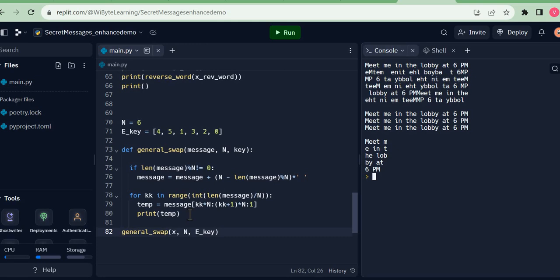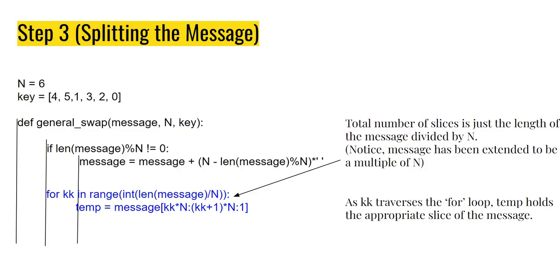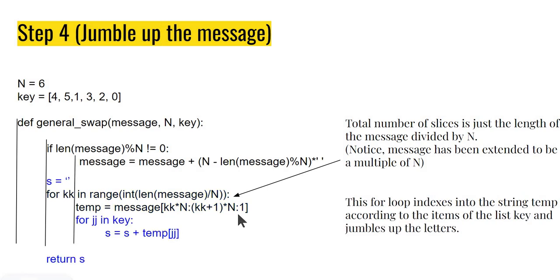Now I just need to jumble this, and how I will do this is also quite interesting. Remember, the jumbling is contained inside this key. So what I'm going to do is run a for loop once again on every temp. Now this for loop will run with, say, jj as a counter variable. I'm just going to iterate jj in this key, and I have an empty string s to start with. I am going to append this string with temp jj.